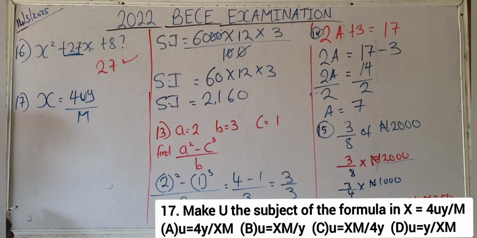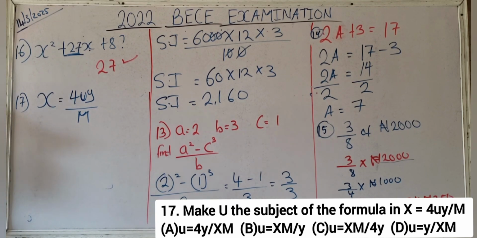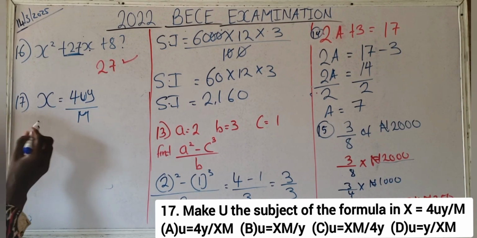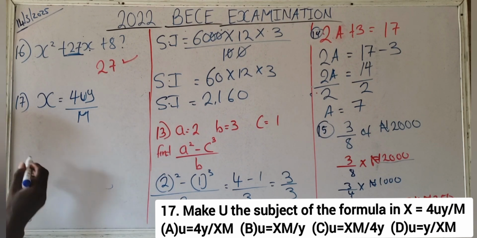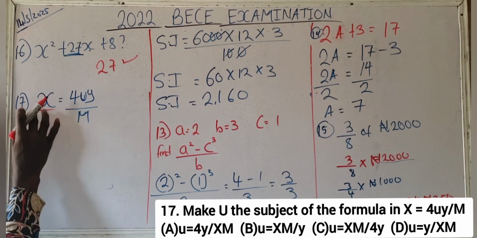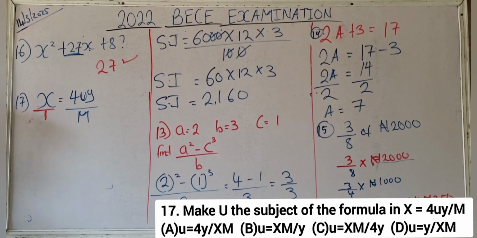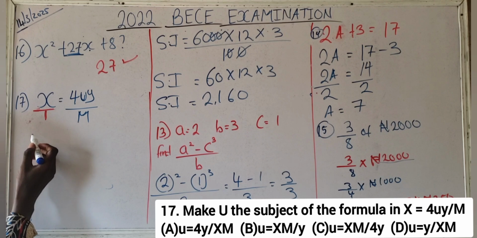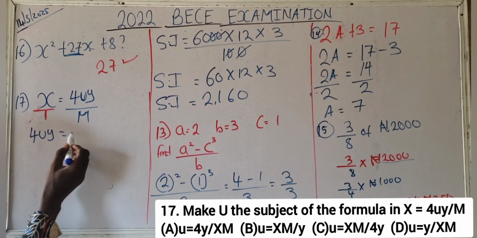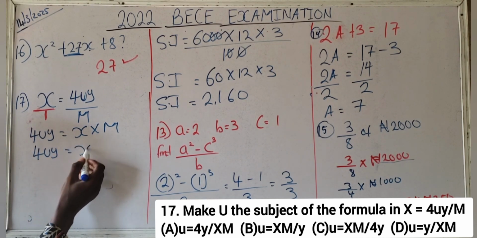All you have to do, if you want to make u the subject of the formula, is make u stand alone. The first step is to take the product of x and m. x can be written as x over 1. Hope you know that. So take the cross product. We're going to have x times m. 4uy is equal to x times m. You understand? So you are going to have 4uy equals xm.